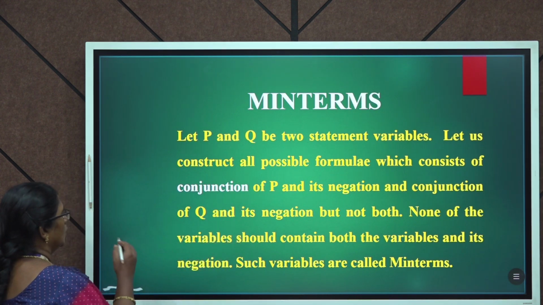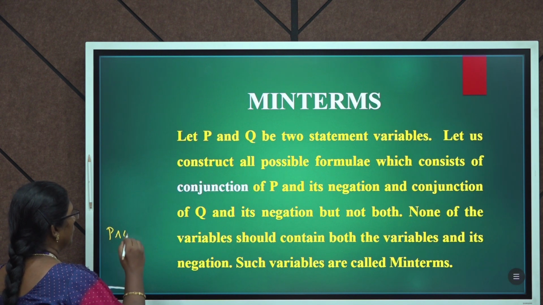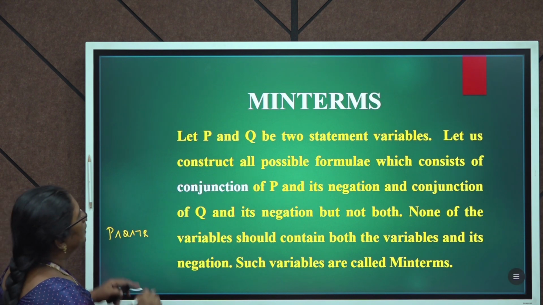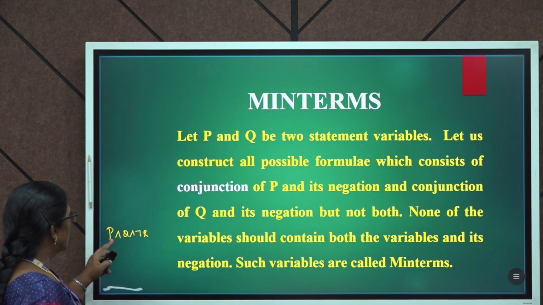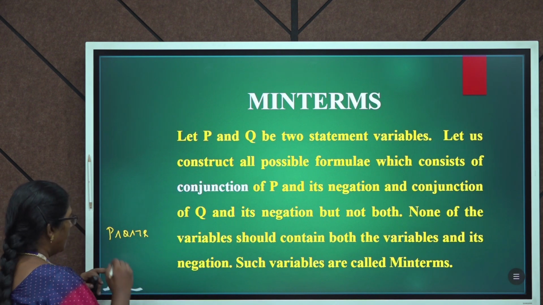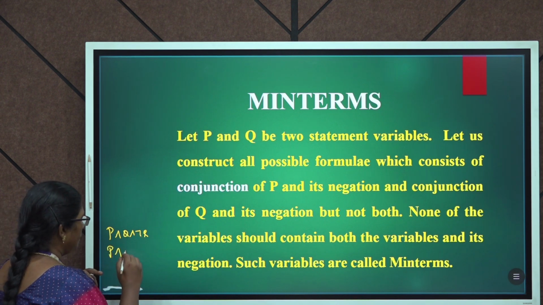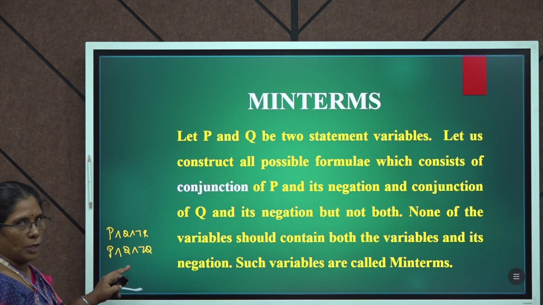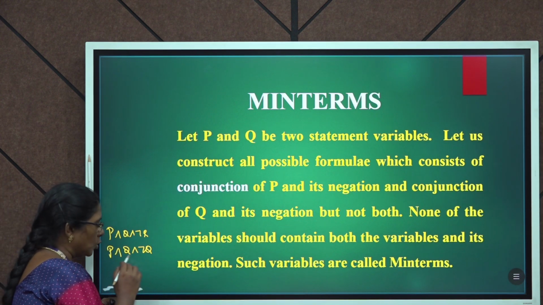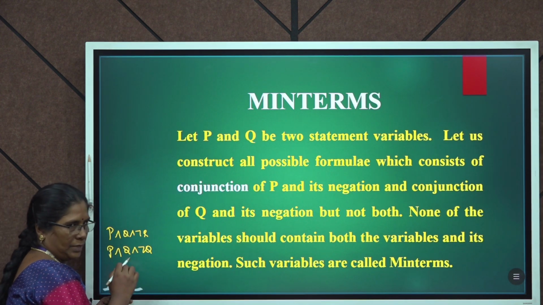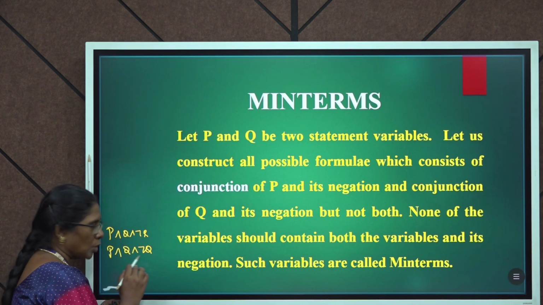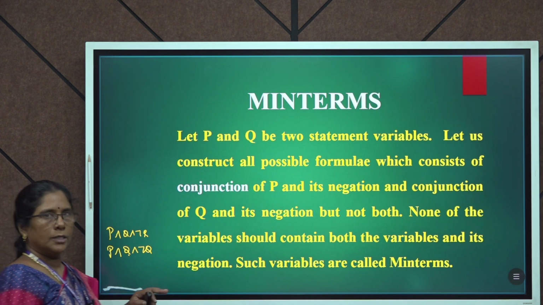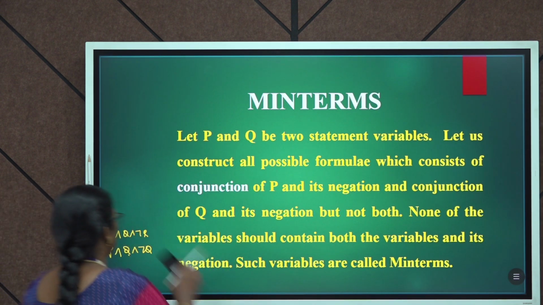Let me give you an example. P cap Q cap negation R is a minterm. But P cap negation P cap Q is not a minterm, because a statement and its negation should not be present together. Both a variable and its negation should not be there in a minterm. Understood?